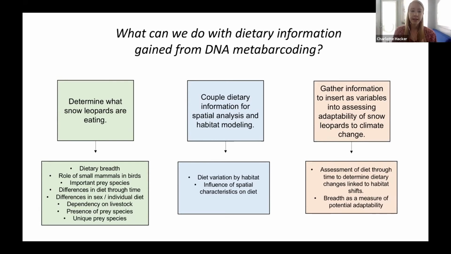And then you can also look at dietary breadth as a measure of potential adaptability. So how well are snow leopards going to be able to adapt when the bulk of their prey species are moving their ranges or have these local extinction events? Are they going to be able to kind of keep up? Or are they too specialist to be able to do that in a particular area? And how does that play into how we prepare for these kinds of things that may inevitably happen?